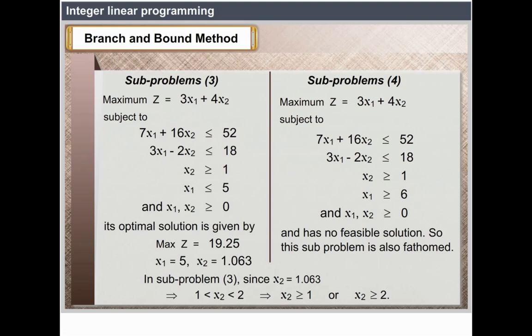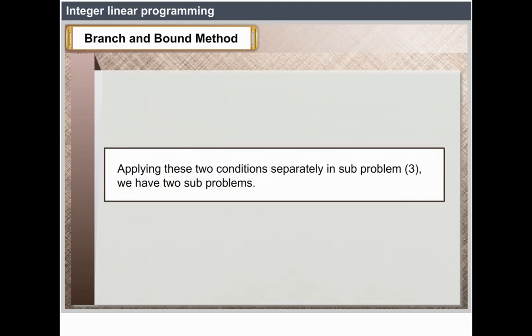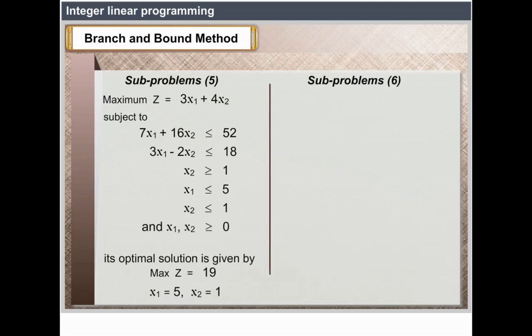Subproblem 4. Maximize z equal to 3x1 plus 4x2 subject to 7x1 plus 16x2 less than or equal to 52, 3x1 minus 2x2 less than or equal to 18, x2 greater than or equal to 1, x1 greater than or equal to 6 and x1, x2 greater than or equal to 0 and has no feasible solution. So, this problem is also fathomed. Now, we are going to continue subproblem 3. Applying these two conditions separately in subproblem 3, we have two subproblems, subproblem 5 and subproblem 6.